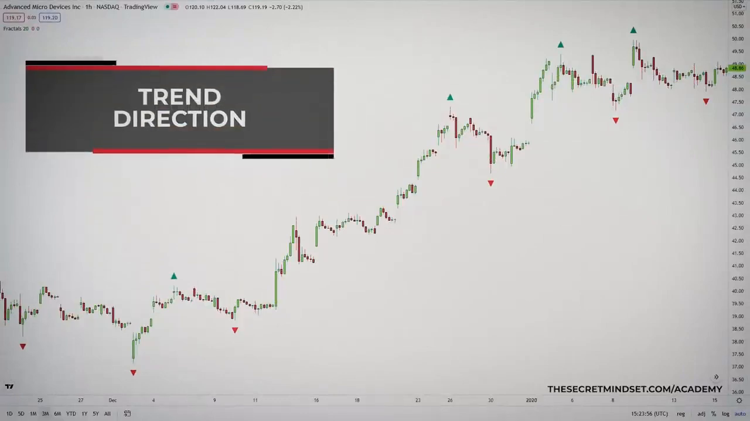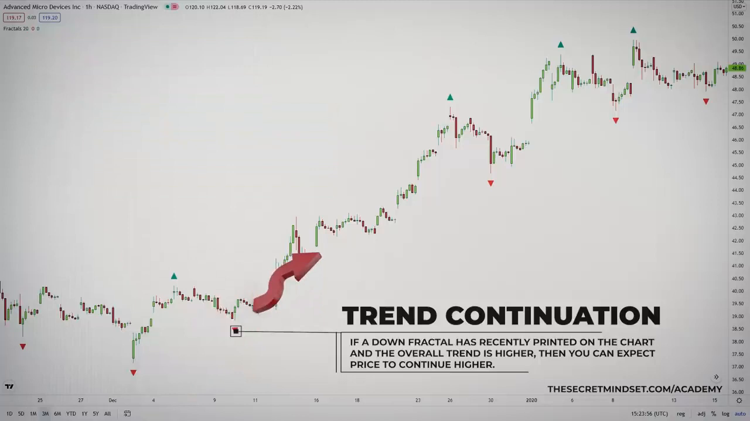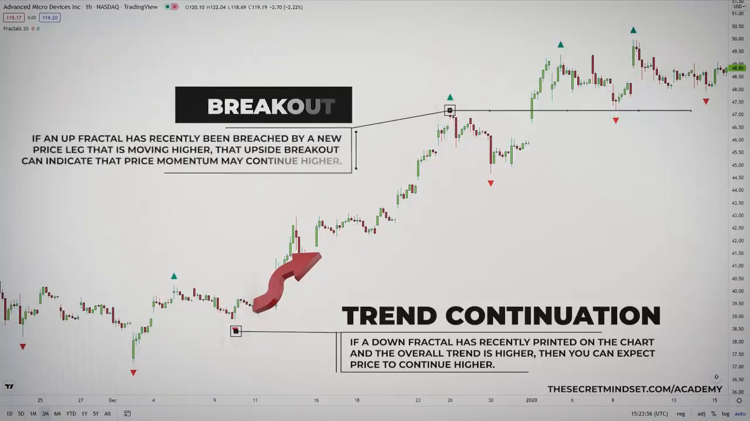Fractals can help assess the potential direction of a price move. For example, if a down fractal has recently printed on the price chart and the overall trend is higher, then we can expect price to continue higher. Along the same lines, if an up fractal has recently been breached by a new price leg that is moving higher, that upside breakout can indicate that the price momentum may continue higher.